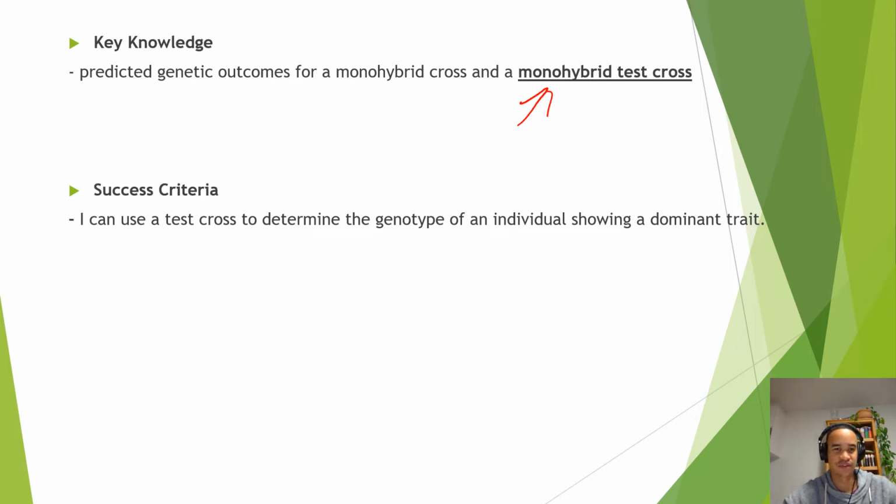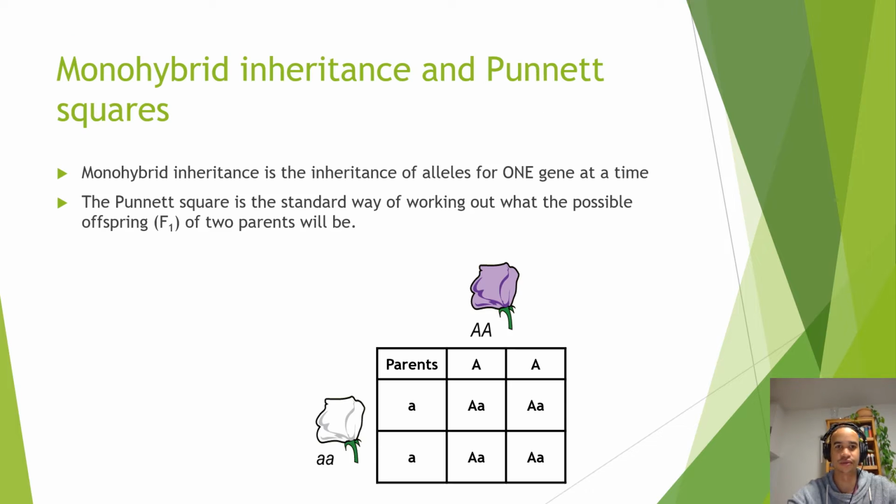What you should be able to do at the end of the video is use a test cross to determine the genotype of an individual who's showing a dominant trait. So this is an individual who has a dominant trait.